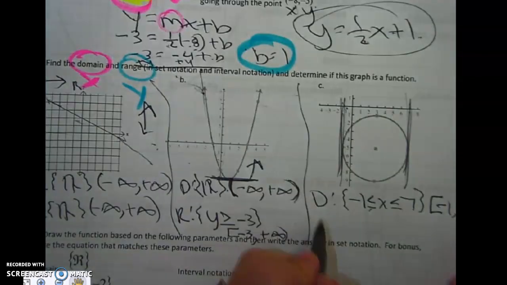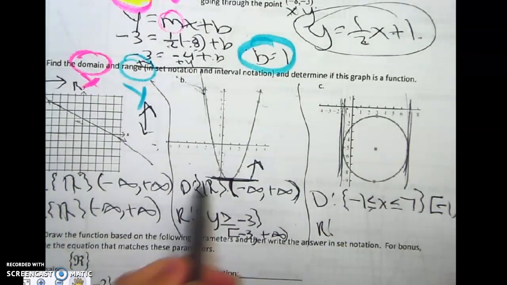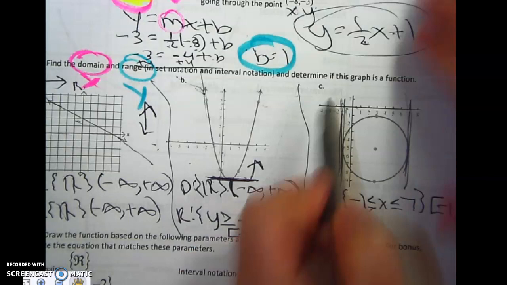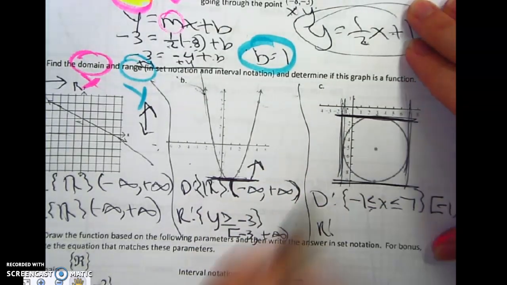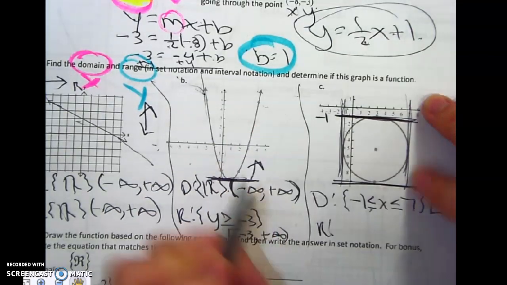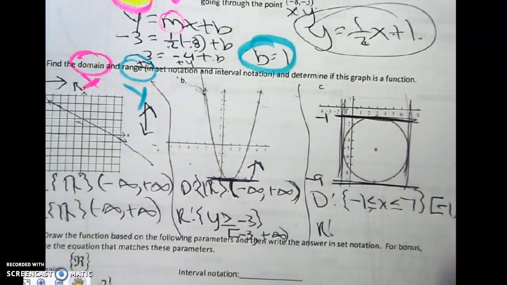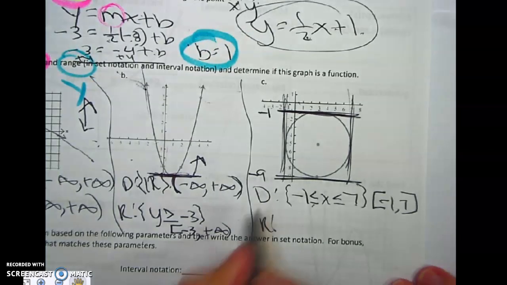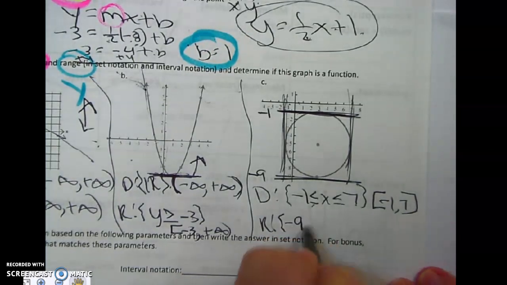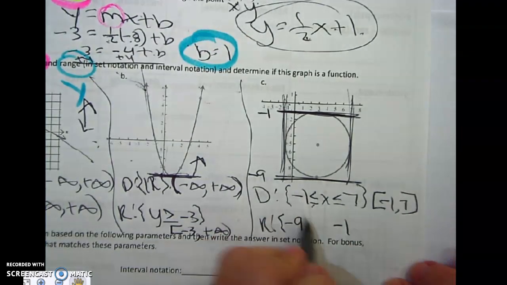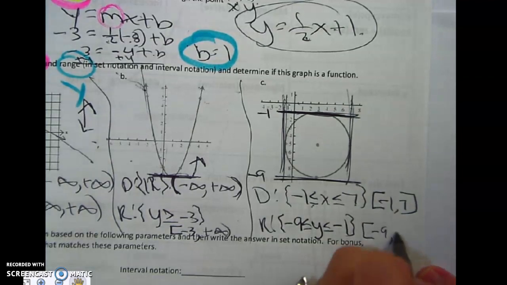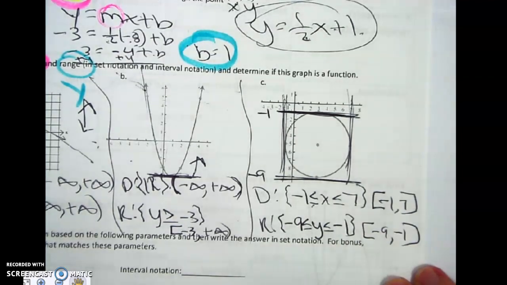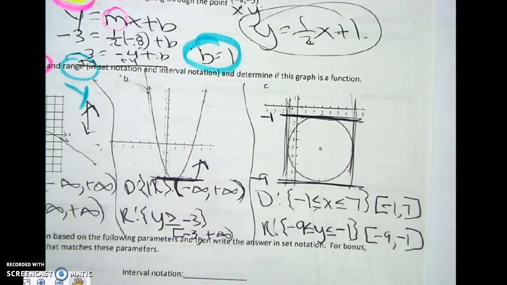Okay, the range is everything up, everything down. See how this was here forever? This doesn't even have anything forever. This is the top, this is the bottom. So that's the top, that's the bottom. In set notation, it always has to be the smallest on the left, the biggest on the right. So y is between, less than or equal to, bracket -9 to -1. Okay, so hopefully you saw the difference between them.